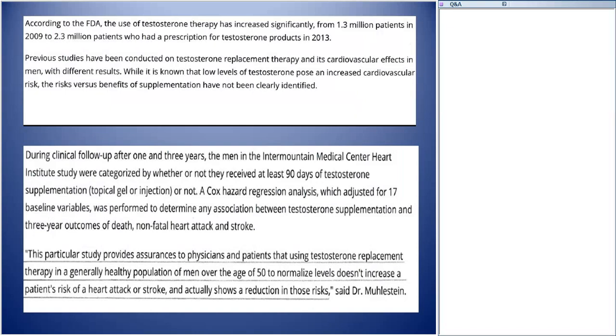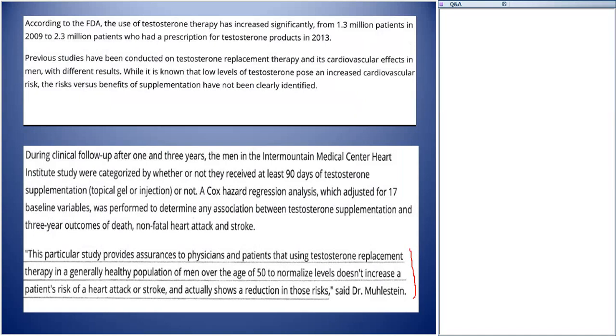This particular study provides assurance to physicians, again, and patients using testosterone replacement therapy in a generally healthy population of men over age 50 that normalize their levels doesn't increase the patient's risk of heart attack or stroke and actually shows a reduction in those risks.